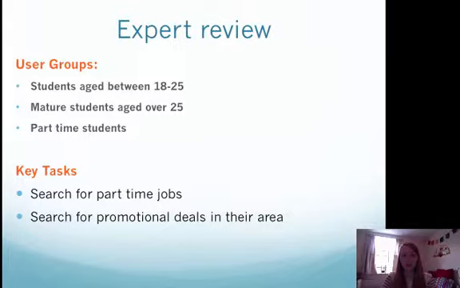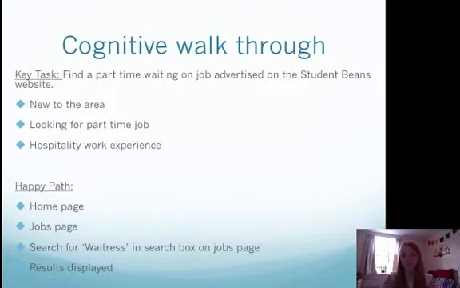The first task was to create the expert review. This just assessed usability issues. So the main user groups would be students: young students aged between 18 and 25, more mature students that are over 25, and part-time students. The key tasks would probably be to search for part-time jobs or search for promotional deals in their area.